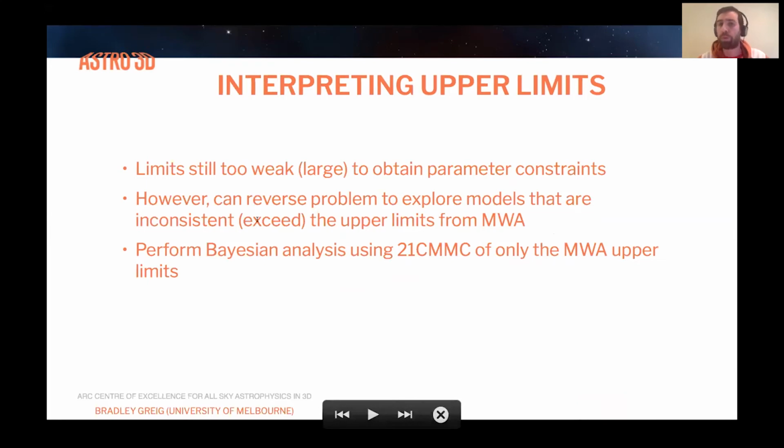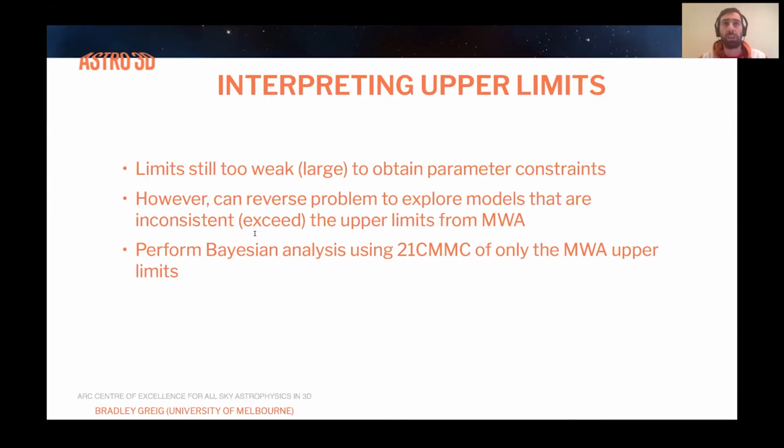But you can do the reverse. Can we flip the likelihood and maximize models that are exceeding the upper limits? So basically, models that get further and further away from the upper limits, we assign them to be the maximum likelihood. So we're looking for models that are exceeding our upper limits on the 21 centimeter power spectrum.